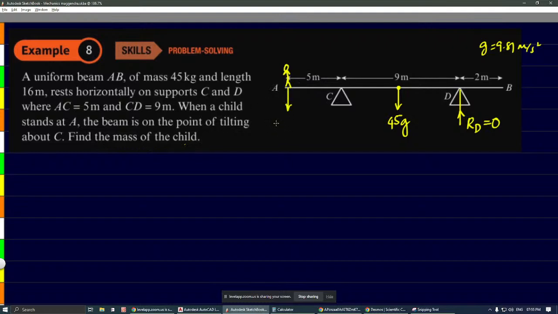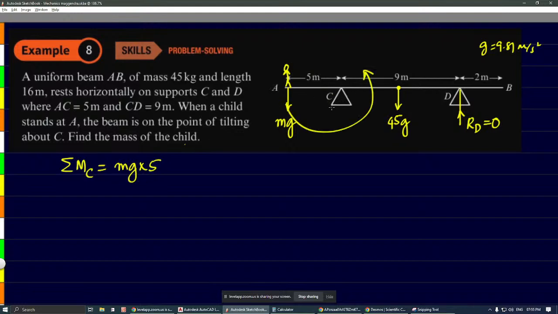So the mass of the child, let us say it is M. So M into G will be the weight acting here, and that is what we are supposed to find. So here as well, we are not interested in the reaction at C. So we need not take sigma V. We can directly go for sigma M. Sigma M about point C, if we take, the reaction at C will anyway cancel out and we will directly get the result. So now mg is the weight acting due to the child, that is acting at 5 distance.